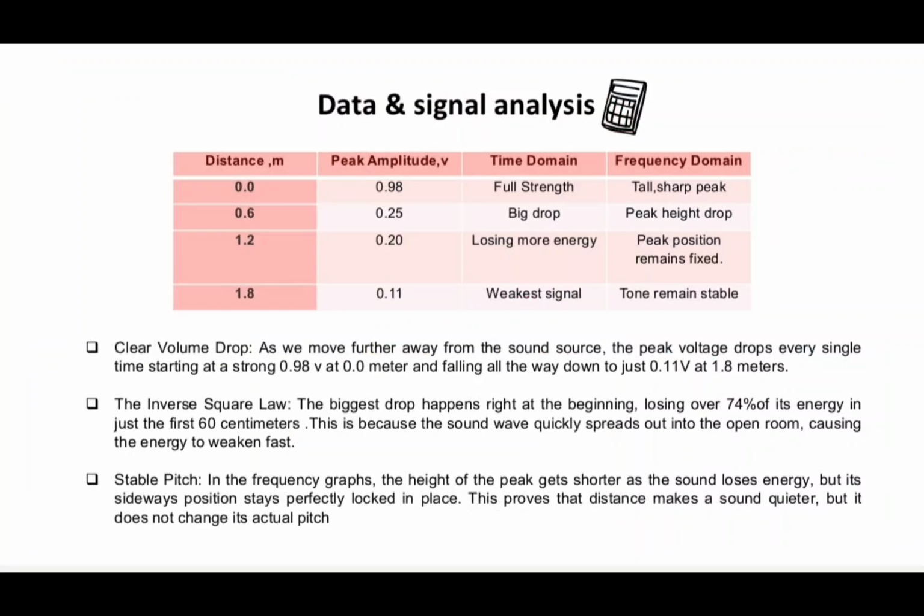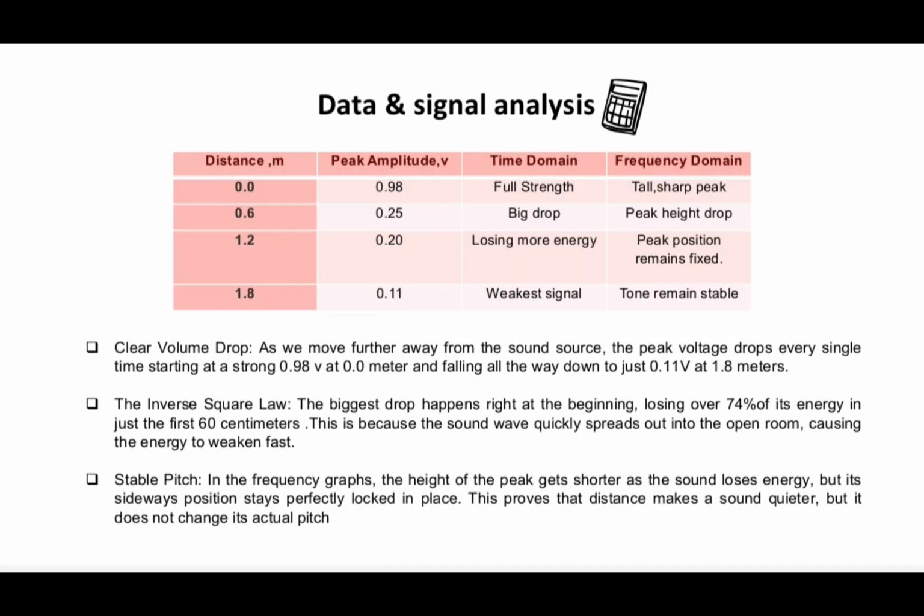Now let's look at my summary table for data and signal analysis, which ties my whole experiment together. First, there is a clear volume drop every single time we move farther back. My wave starts at a very strong 0.98 volt at 0 meter, but drops all the way down to just 0.11 volts at my farthest distance of 1.8 meters.